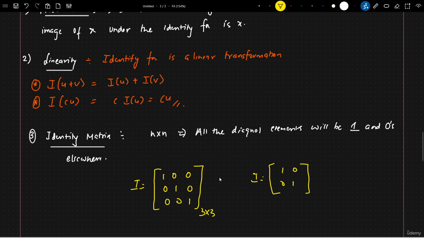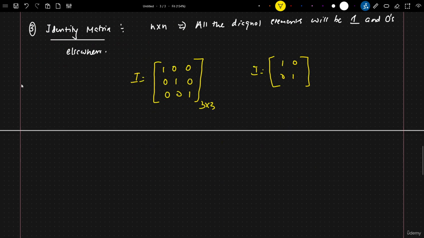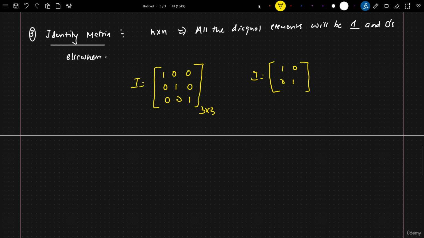Okay, and one more important thing that you really need to understand, the fourth point over here, is that the identity function is its own inverse.